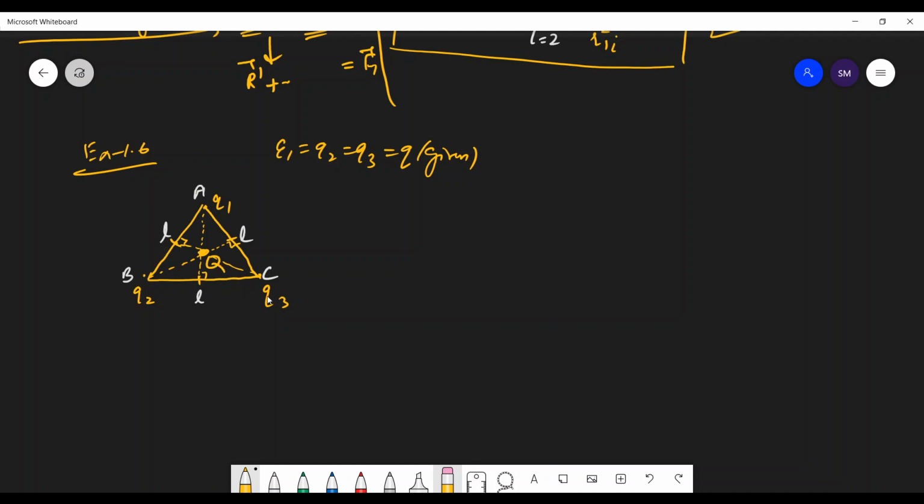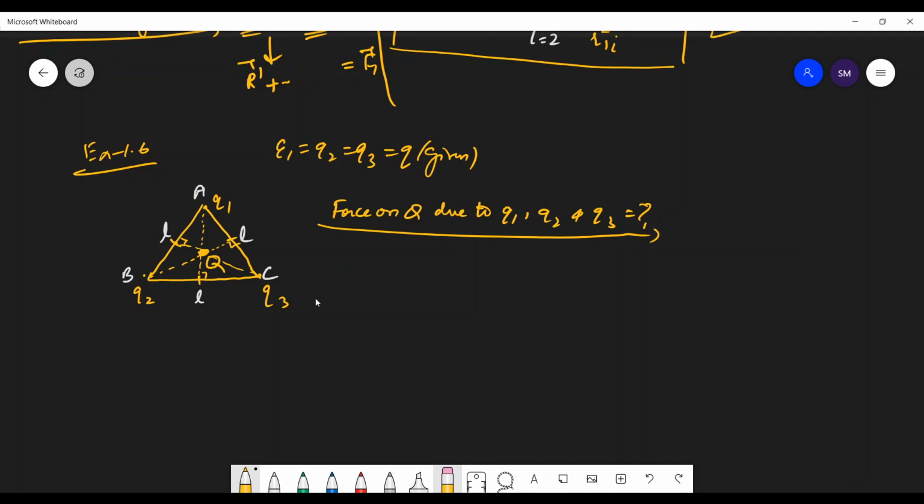The charges are all positive, so this Q is also positive. It is not equal to Q1, Q2, Q3. This is different. It has a different magnitude, but it is of the same type, the same sign. Now we need to find out the force on Q due to Q1, Q2 and Q3. So this is what I need to find.